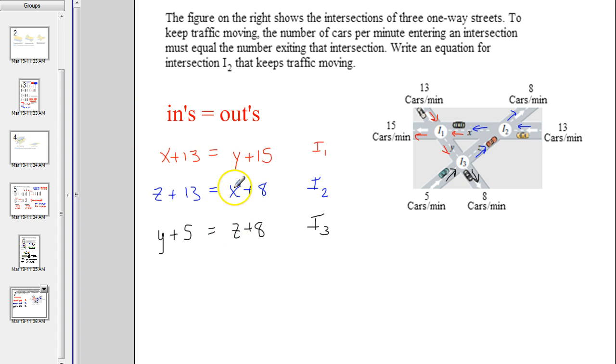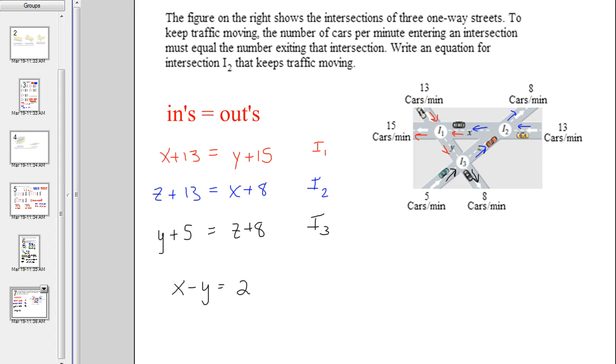Now, the problem with this one is different from the last one. The last one, if you remember, we always had the variables together and the numbers together. But now we have variables and numbers on each side. We always want to put variables on one side, constants on the other. So I'm going to move the y over to join the x by subtracting it, and then the 13 over to join the 15. So my I1 equation will actually end up being x minus y, if I subtract y from both sides, and then 15 minus 13 is 2. Okay, so this equation became x minus y equals 2.